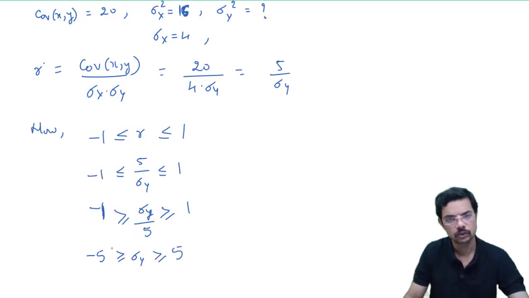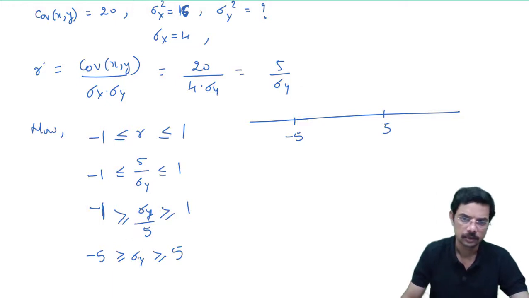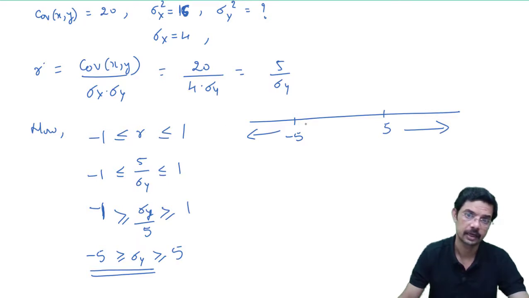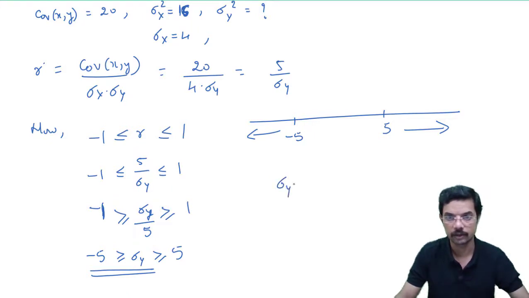Multiplying by 5 throughout, we observe this is -5 and this is 5. So sigma y is less than or equal to -5, it lies here, or sigma y is greater than or equal to 5, it lies here. In both cases, sigma y square will be greater than 25.